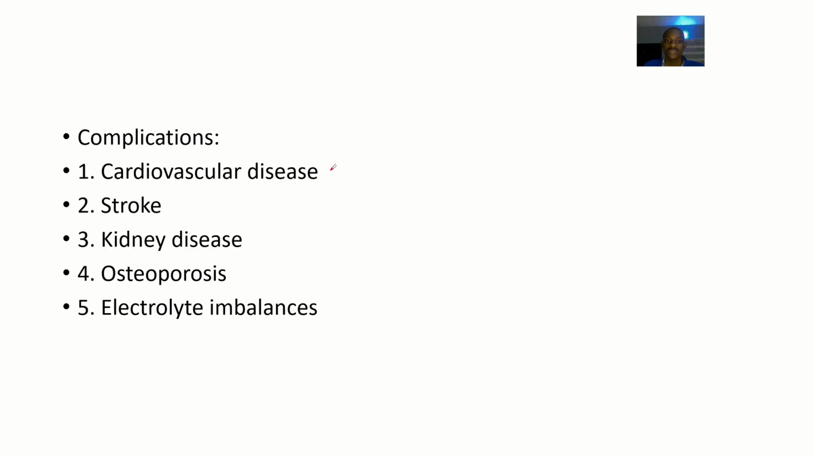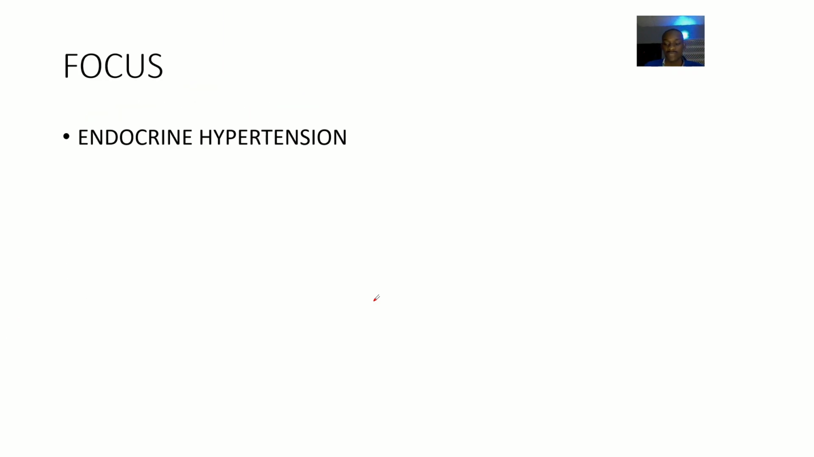Complications. This could lead to cardiovascular disease, lead to stroke, lead to kidney disease, lead to what? Weak bones, that's osteoporosis, lead to what? Electrolyte imbalance. Okay, so that's it for this endocrine hypertension.